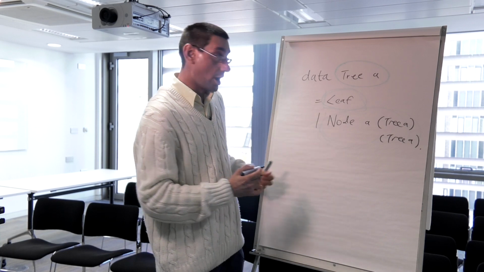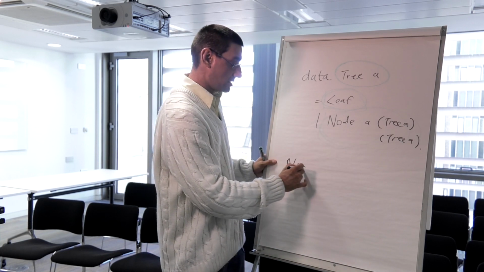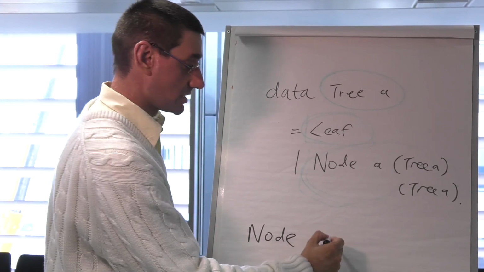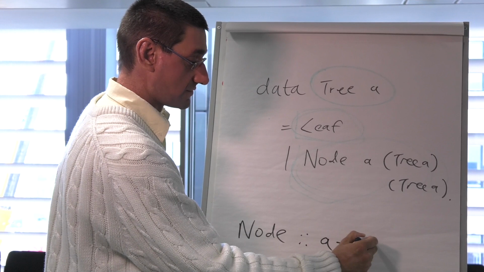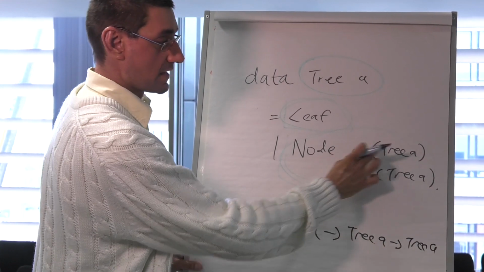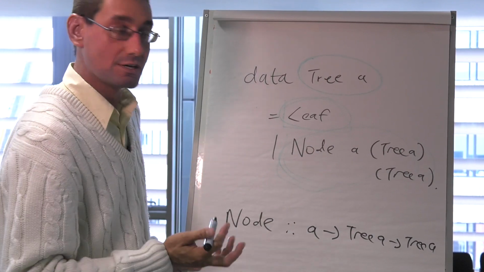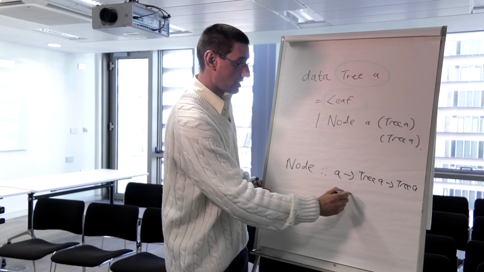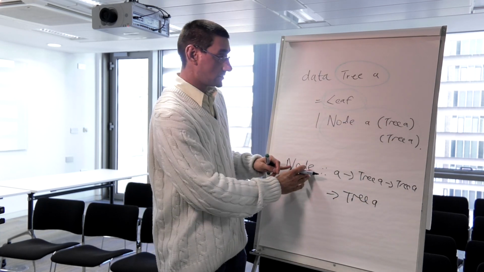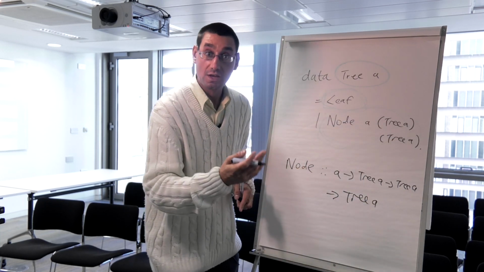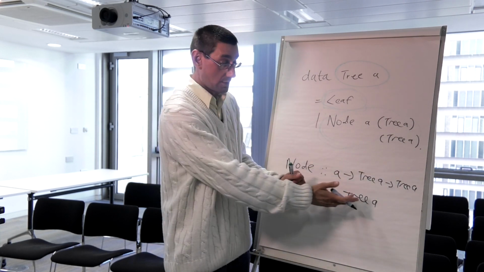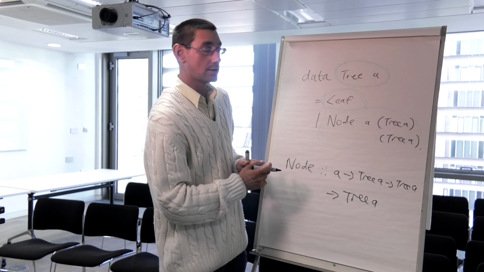You can consider Node, for instance, to be effectively a function. Okay, and this is going to take something of type a and something of type Tree a and something else of type Tree a. They're the parameters to the constructor, and it's going to return something of type Tree a, which is the node itself. So Node is a kind of constructor, a data constructor, because when you give it the right arguments, it'll give you back a value of type Tree a.